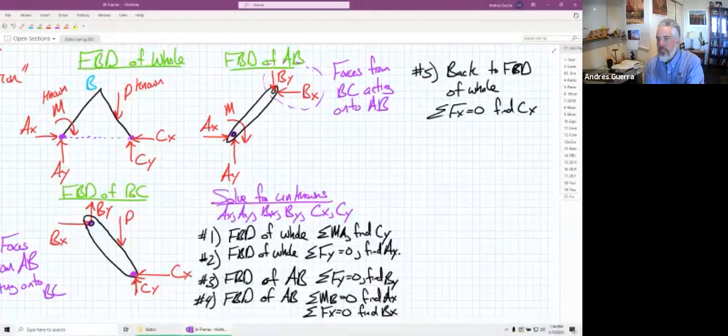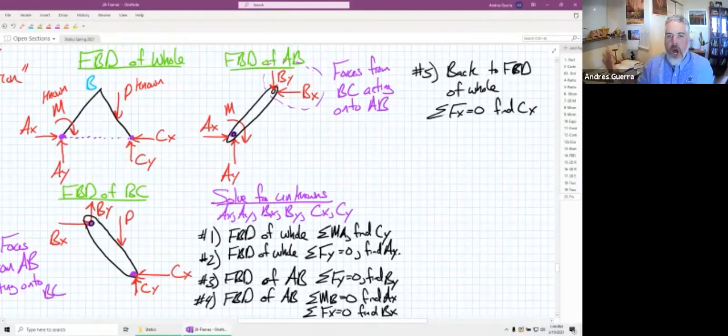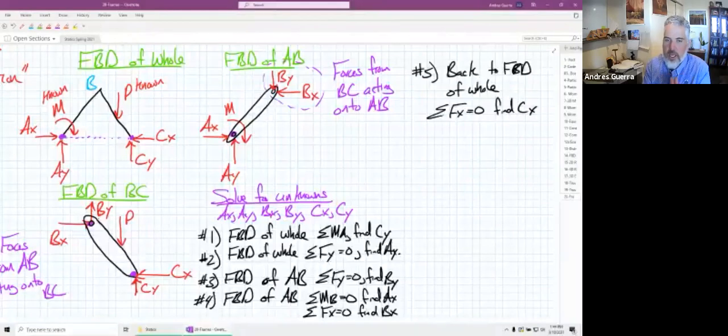So complete enumeration means identifying all of our possible FBDs and making sure we draw them correctly. There are no other FBDs that we would consider for this problem. We would never consider something like point A. Remember, our FBDs are of the entire individual members or groups. Our FBD of the whole is a group, both of those together.